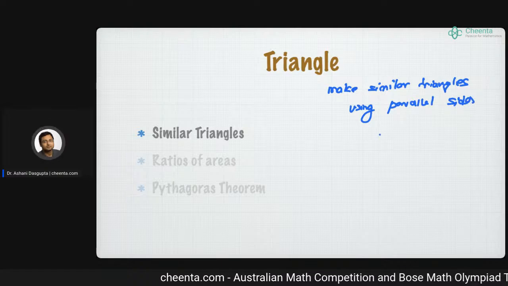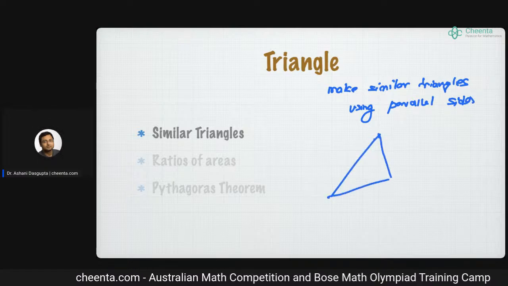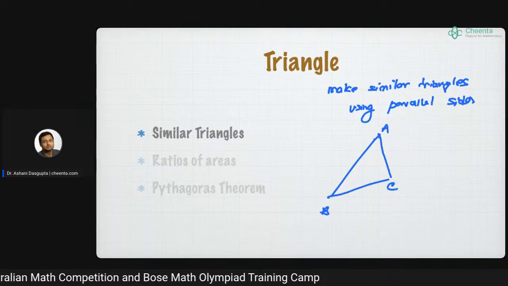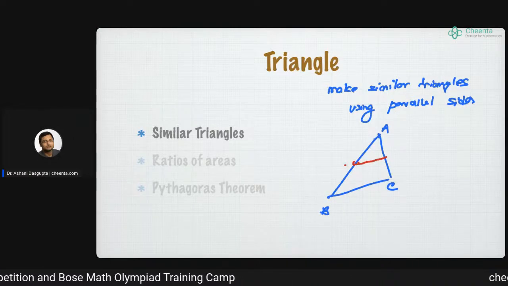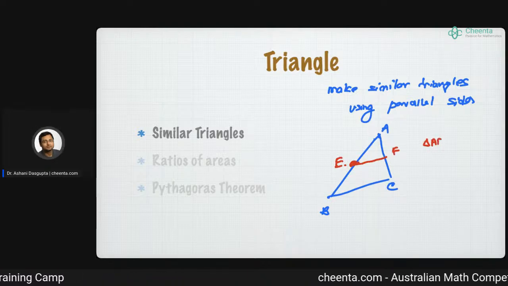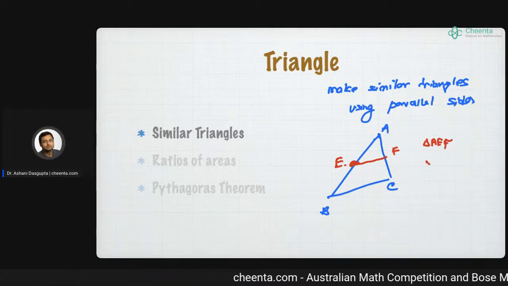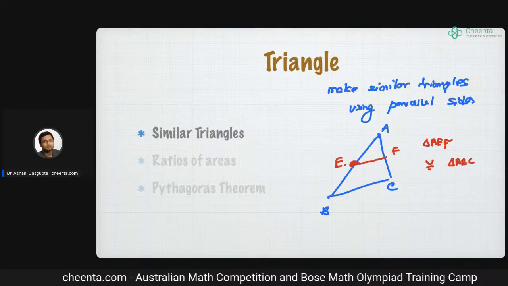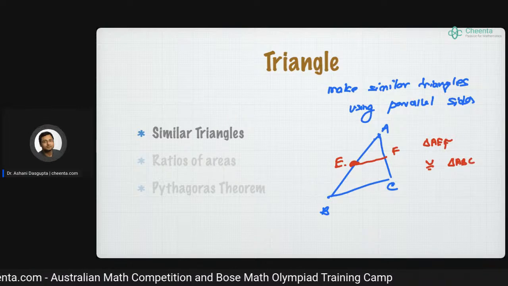So you get a triangle ABC and you draw a line that is parallel to one of the sides, like this. Maybe this is E, this is F. You immediately get triangle AEF is similar to triangle ABC. And you can think about it in a variety of ways.